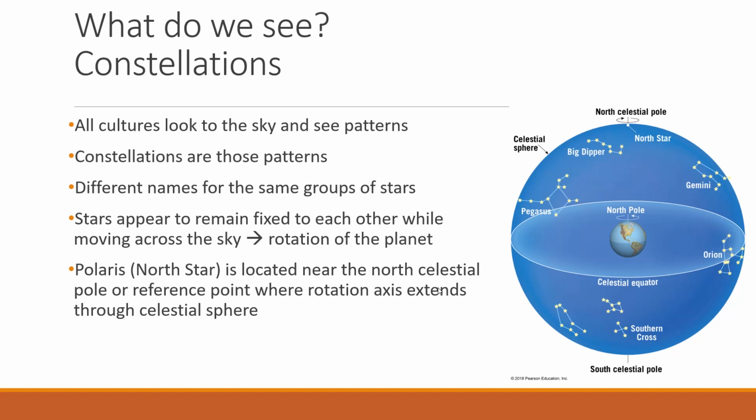Polaris, or the North Star, is a particularly bright star, so fairly close, that is located near the North Celestial Pole, or the reference point where our planet is rotating around. So if you extend the rotational axis out, the stars appear to rotate around the Earth's rotational axis. Polaris is a star that just happens to be very near to that point, so it appears fixed in the northern hemisphere. And it's useful for navigating for that reason because it is fixed, and we call that the North Star.